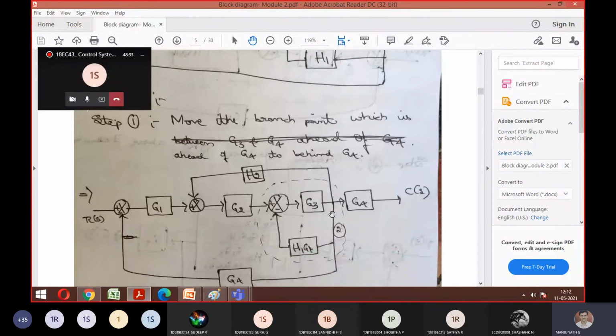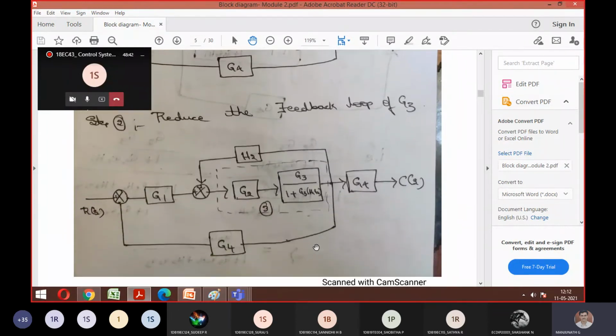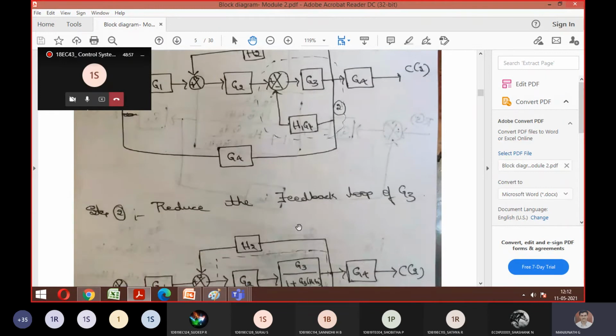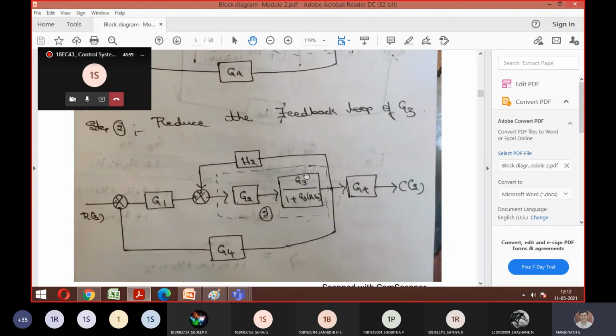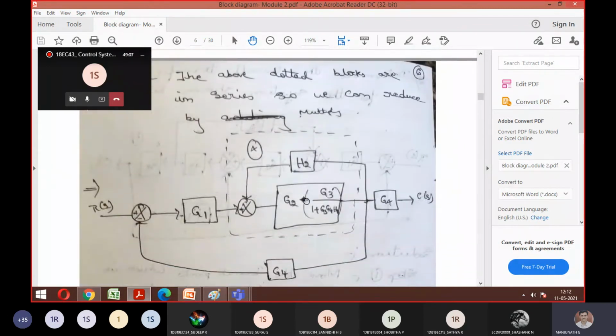If you move behind, just make sure the block you are moving behind is multiplied. Step 2: reduce the feedback loop of G3. You can look here, this is your step 2. The feedback loop formula is G divided by 1 plus G into H, with G replaced by G3 and H replaced by H1. If you get that, this is your answer. Then these two again become a cascade. That is step number 3, so that becomes one block like this.